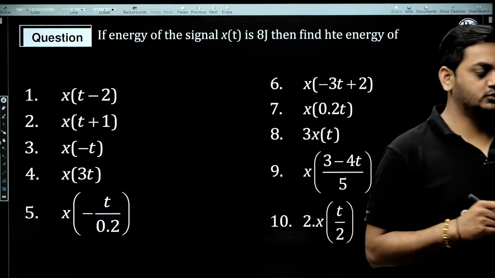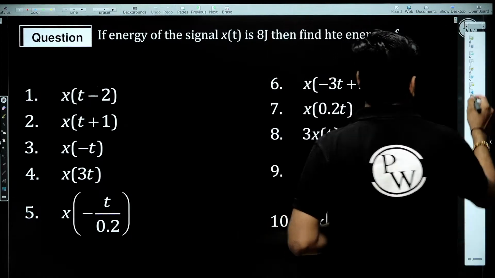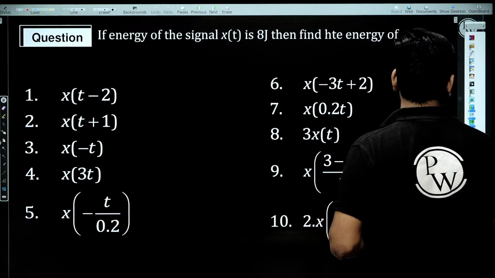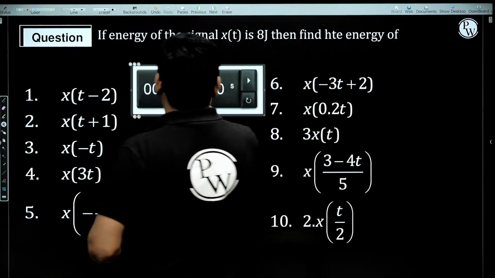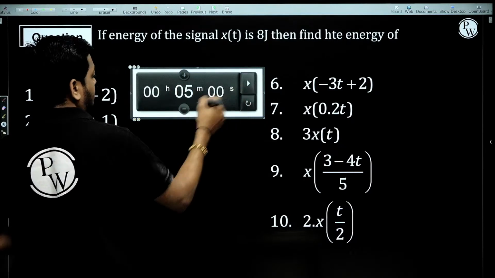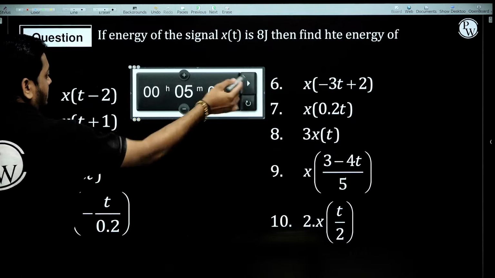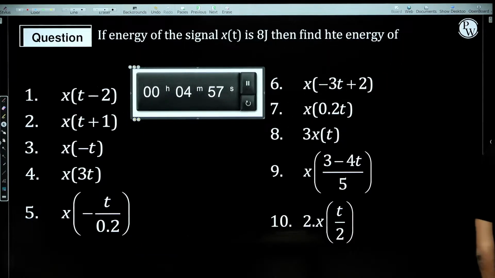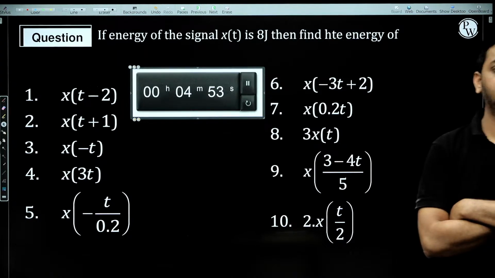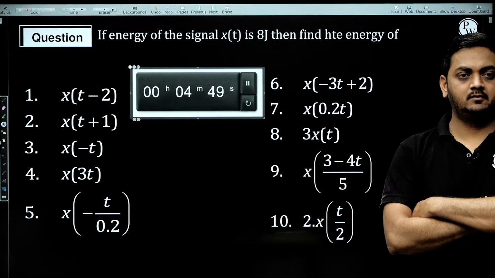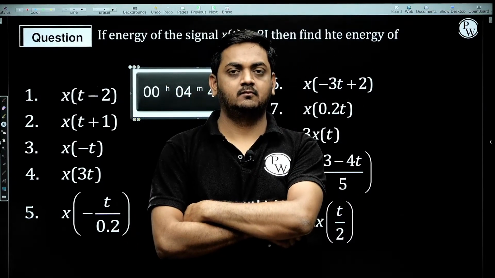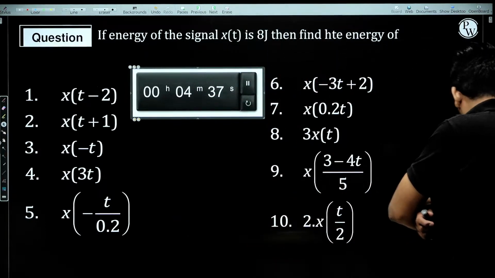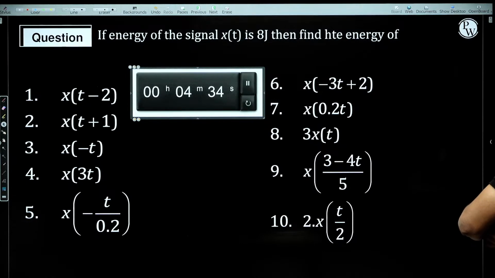and I am giving only 5 minutes to solve all the questions. The questions are based on the properties. I think 5 minutes is more than sufficient to solve all 10 questions, and your time starts now. Use the property and solve all 10 questions.